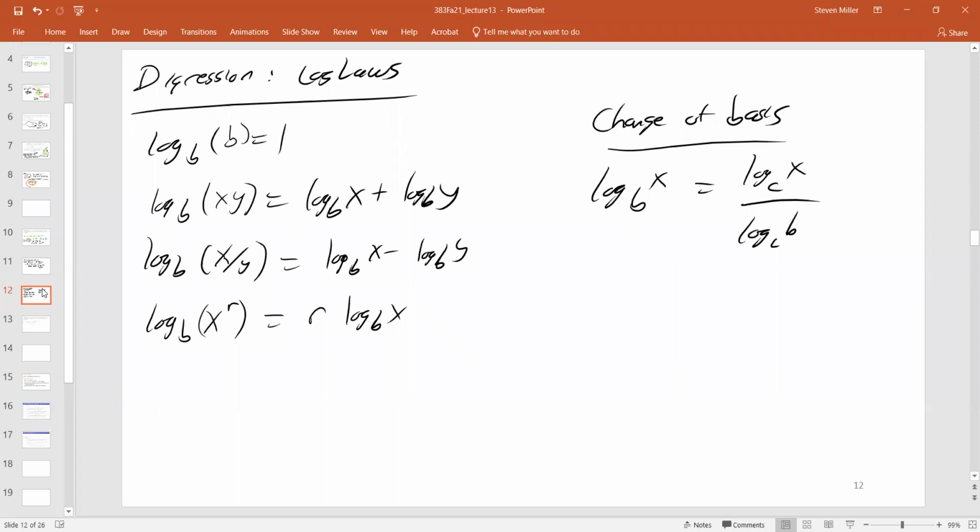But it would be horrible if you would have to do this for every single base. The whole power of the change of basis is once you know logarithms in one base, whichever base is easiest, you can then get logarithms in any base. We're in some sense trying to do something a little bit similar here.